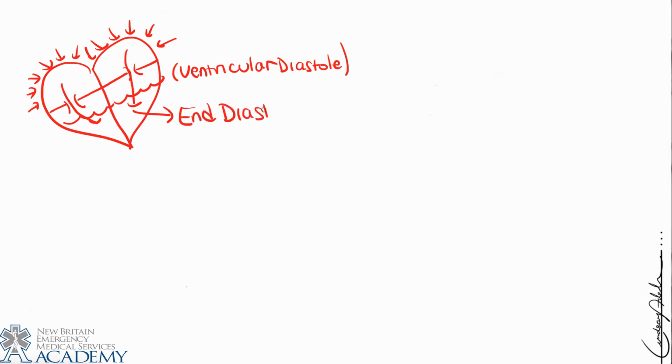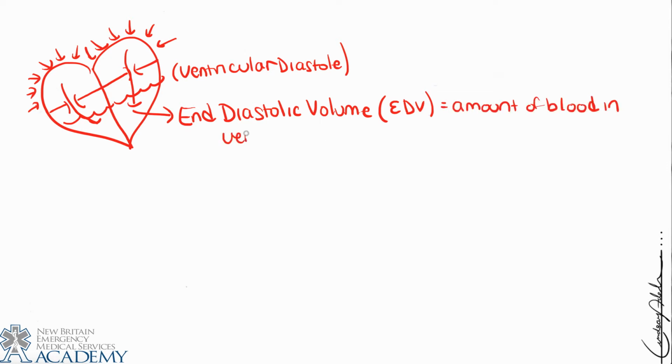So atrial systole, the atria are pushing the blood into the ventricles, and right at the point when there is all of the blood that the atria have the ability to push into the ventricles, we can measure the volume in the ventricles, and we call it the end diastolic volume. So the end diastolic volume refers to the amount of blood that is in the ventricles at the end of ventricular diastole. So right at the end of atrial systole and at the end of ventricular diastole.